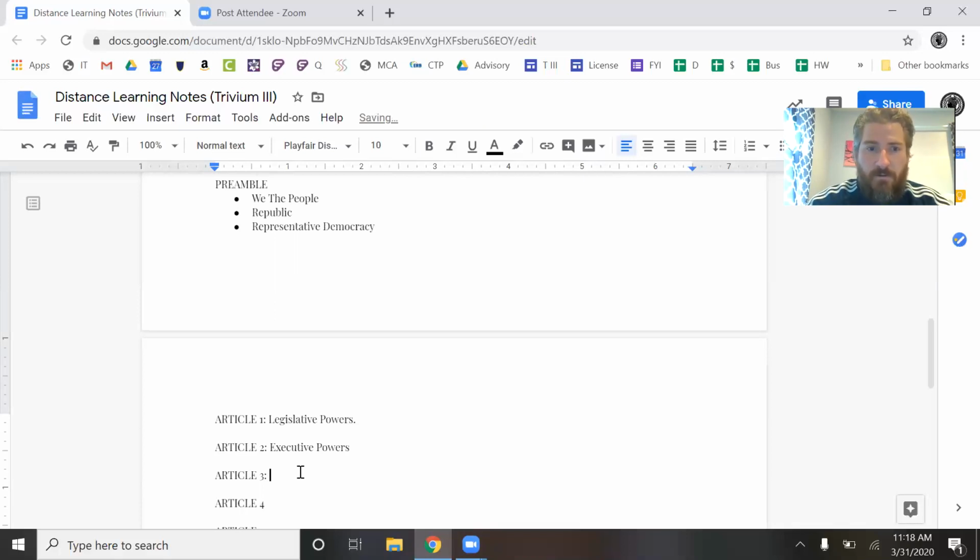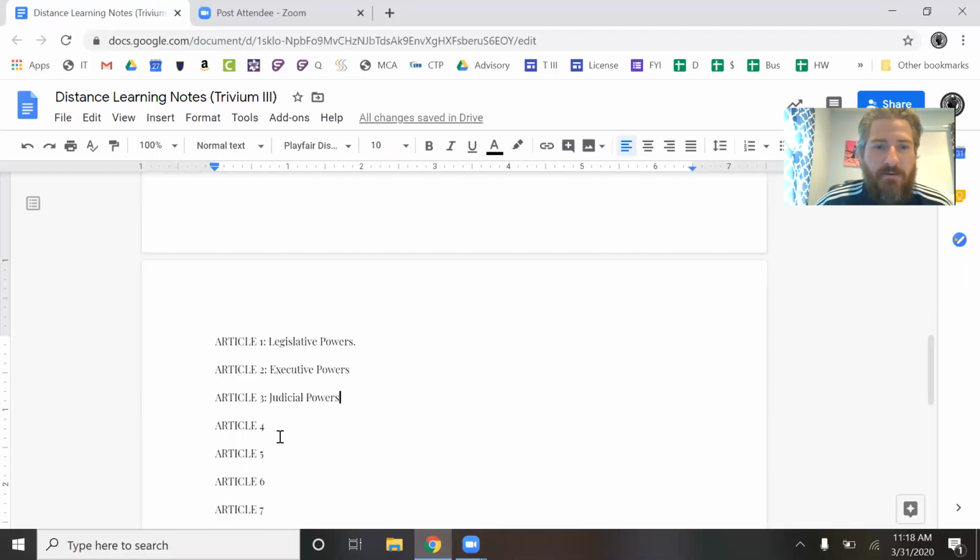Third article, judicial branch, judicial powers. Okay, a lot of people think the judicial branch is just the Supreme Court. It's not. It's the entire federal system of courts. Okay, and we have some good activities that we're going to do about that later. Okay, so the three branches of government, set it up. Articles 1, 2, and 3.